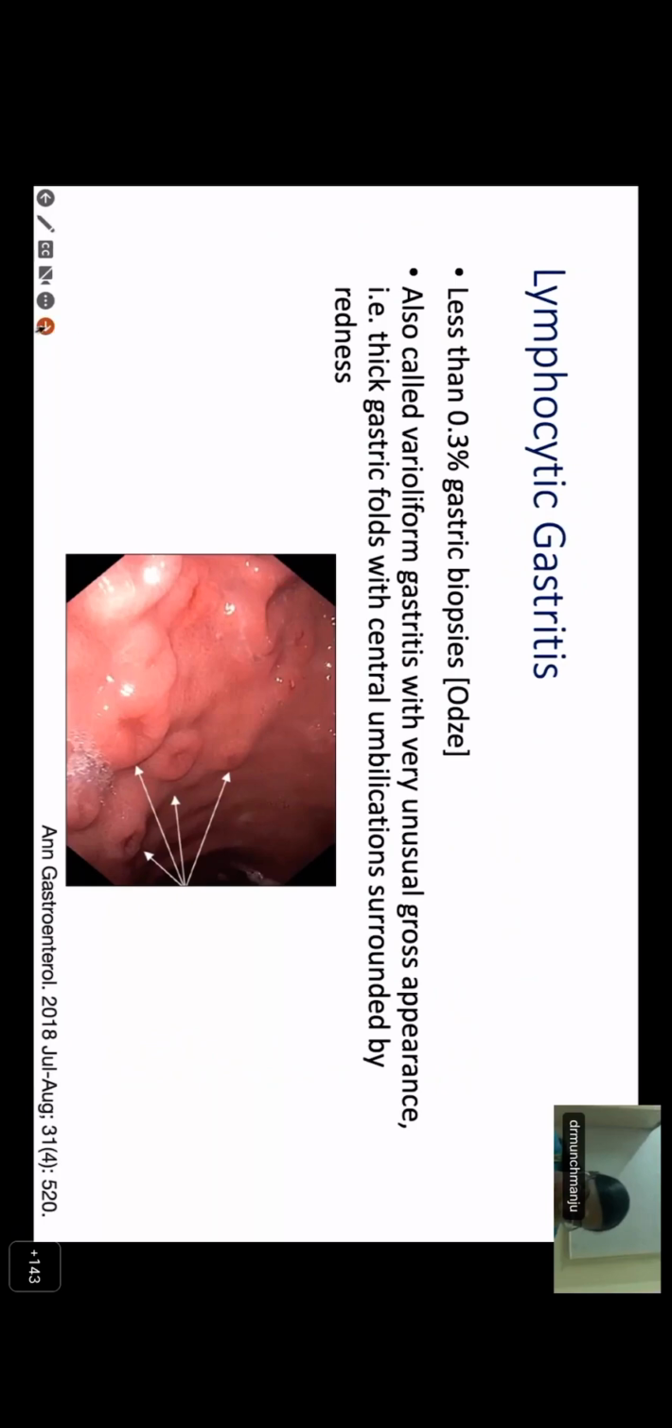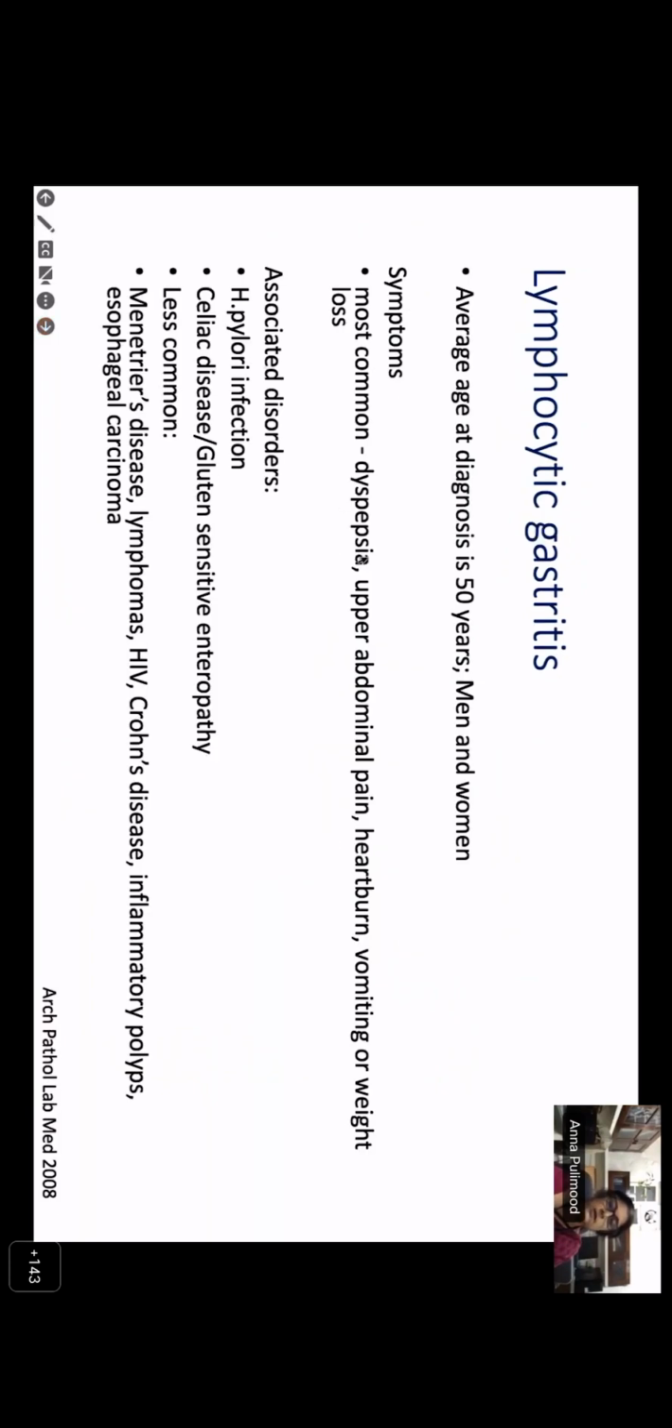Okay, so lymphocytic gastritis is not a common condition. It's also called varioliform, and it's associated often with these umbilicated nodules. Okay, it's usually seen in the older age group, presents with dyspepsia, and different conditions can be associated with lymphocytic gastritis. So when you diagnose lymphocytic gastritis, you should look out for all these other conditions: H. pylori, celiac, Menetrier's, lymphomas, HIV, Crohn's, inflammatory polyps, and even carcinomas may be associated with lymphocytic gastritis. So you should always look for all these other conditions when you see lymphocytic gastritis.